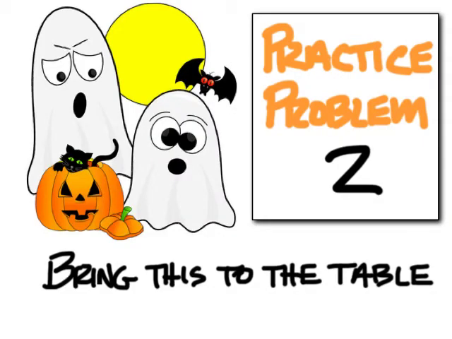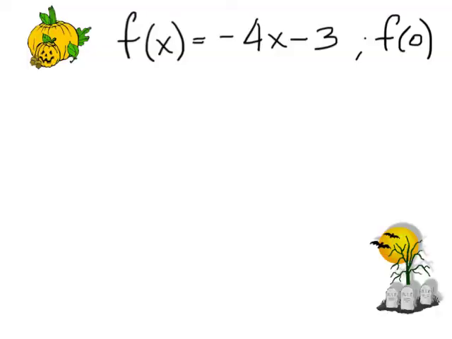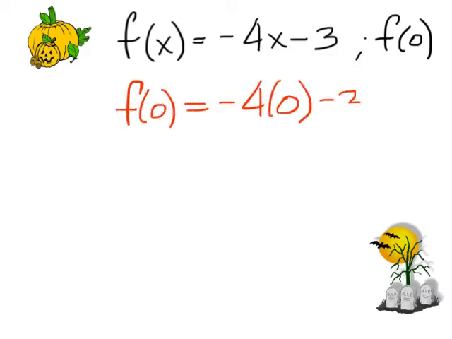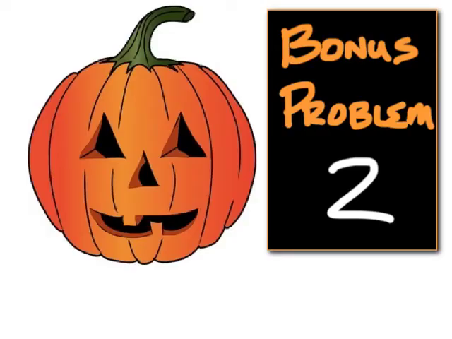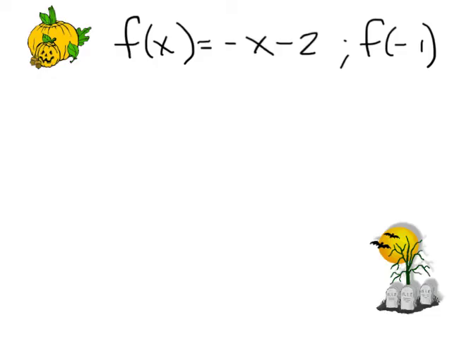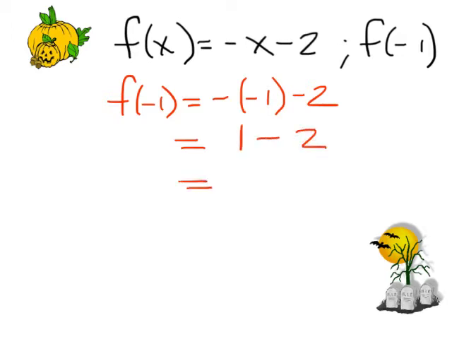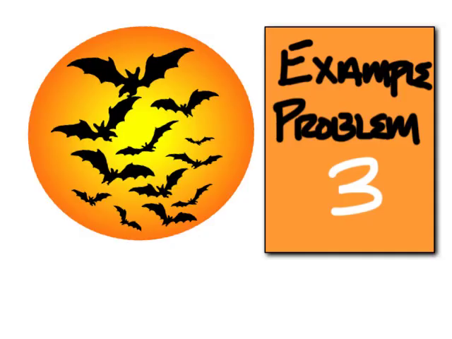Practice problem number 2. On the practice, f of 0 is -4 times 0 minus 3. That is 0 minus 3, which is -3. Bonus problem number 2. F of -1 is -1 minus 2. So that's 1 minus 2, which is -1.